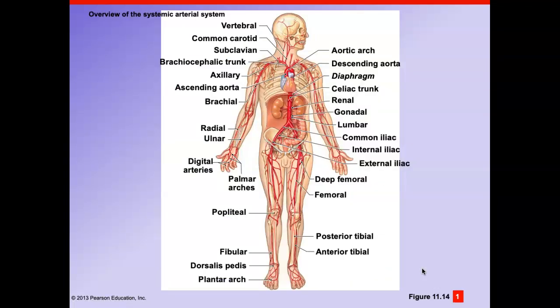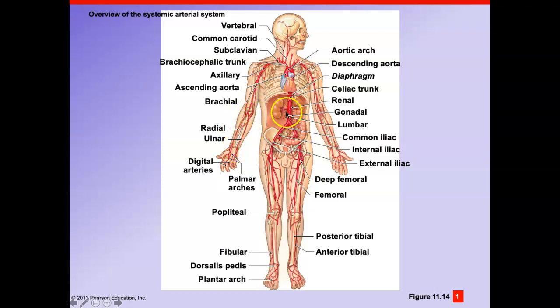We will not be learning all of these. We'll be learning some of the arteries. The ones we learn are not that difficult. The aorta, this is the ascending aorta, and down here is the descending aorta. If it's going to the kidney, it's a renal artery. If it's going through the armpit, it's the axillary. If it's going through the upper arm, it's the brachial artery. If it's going to the thumb, it's the radial. And if it's going to the pinky, it's the ulnar.